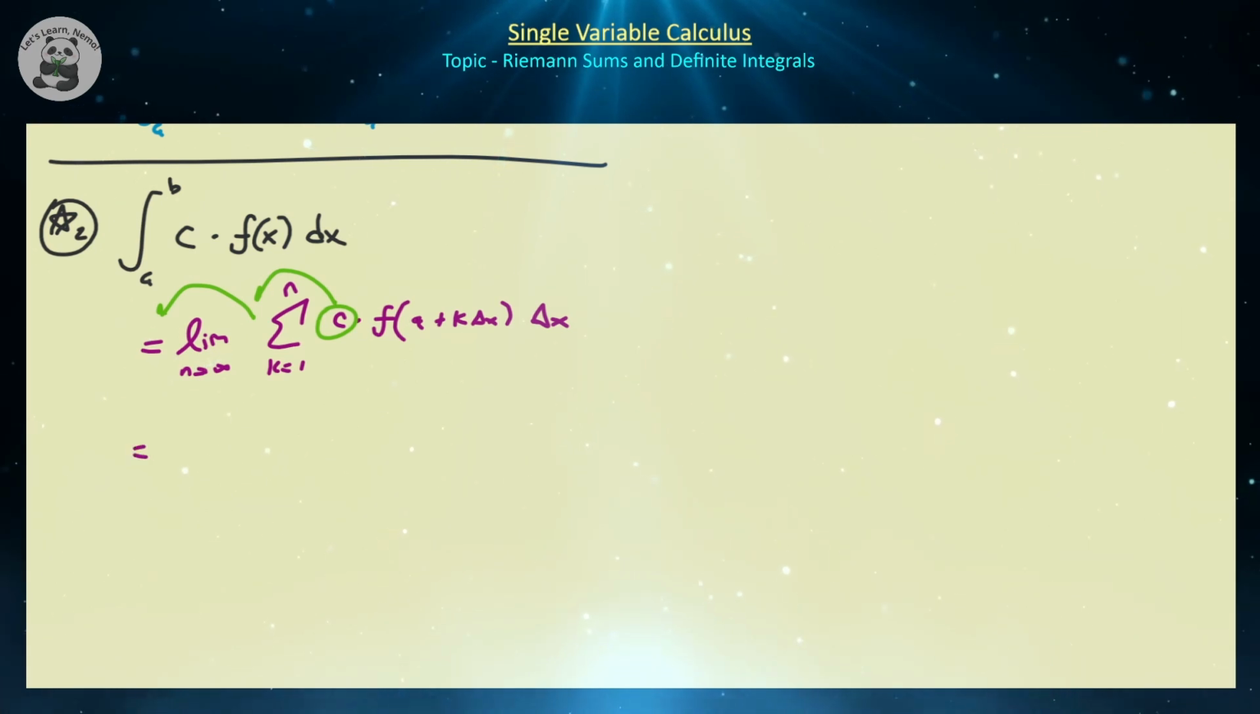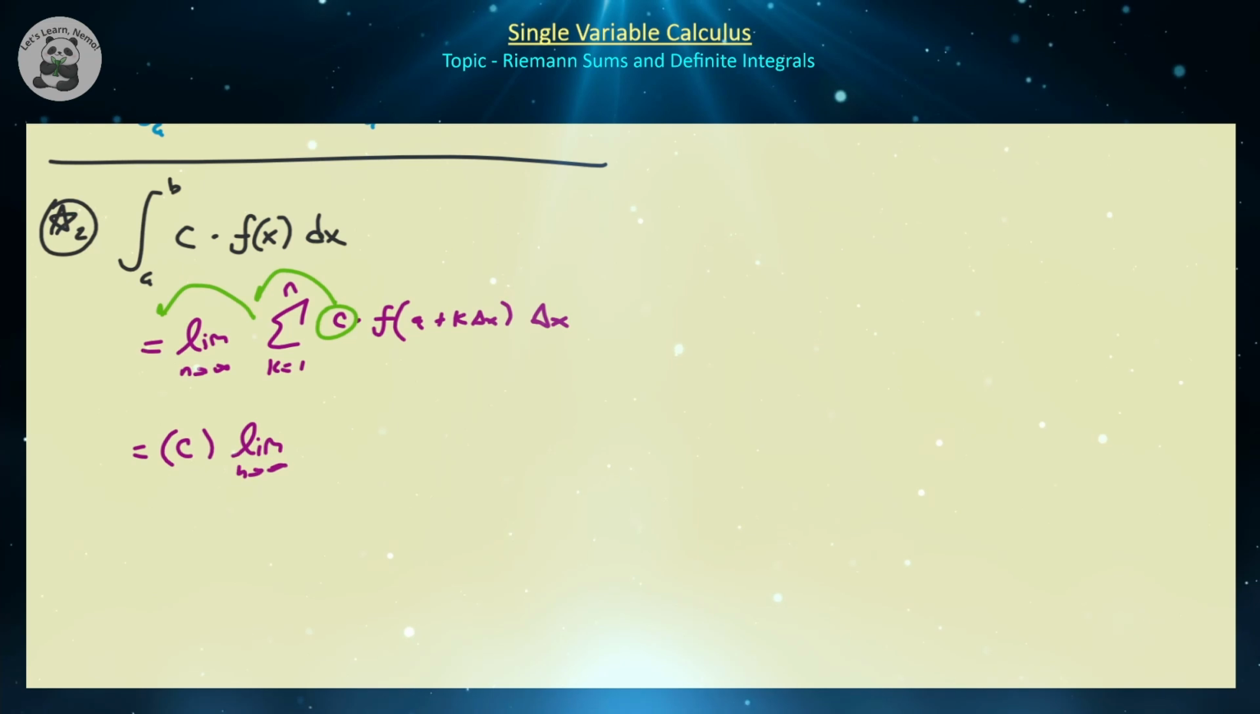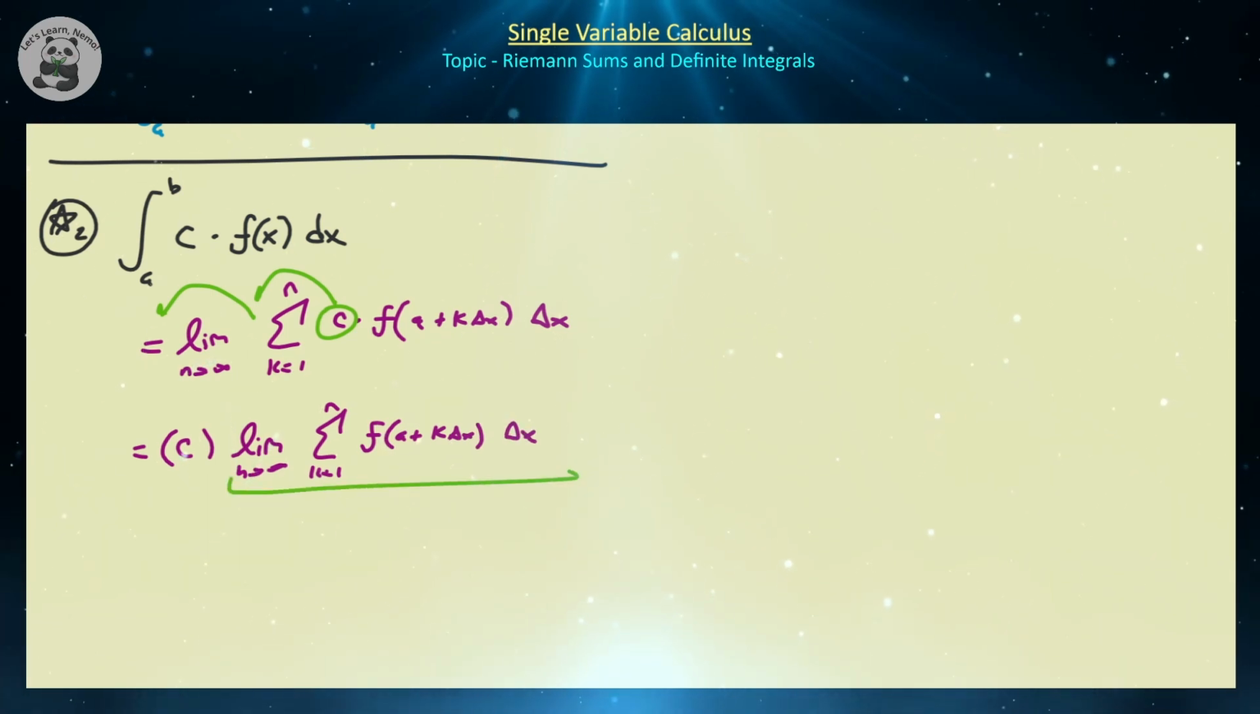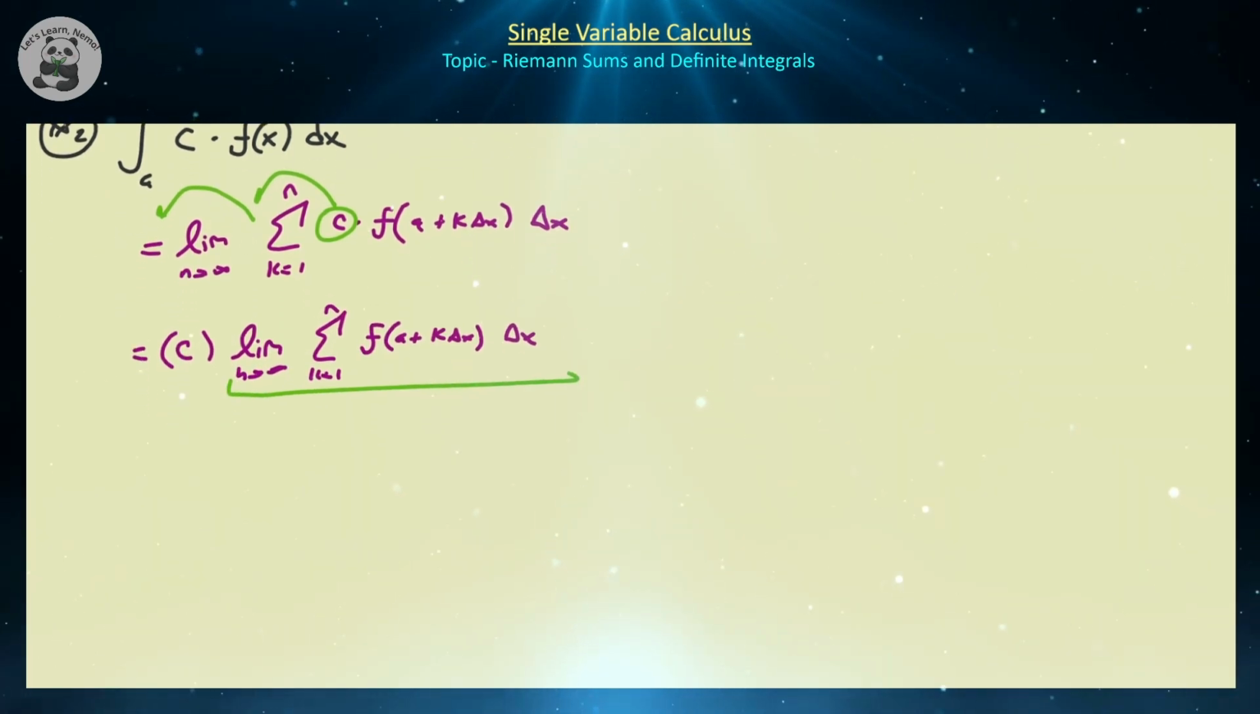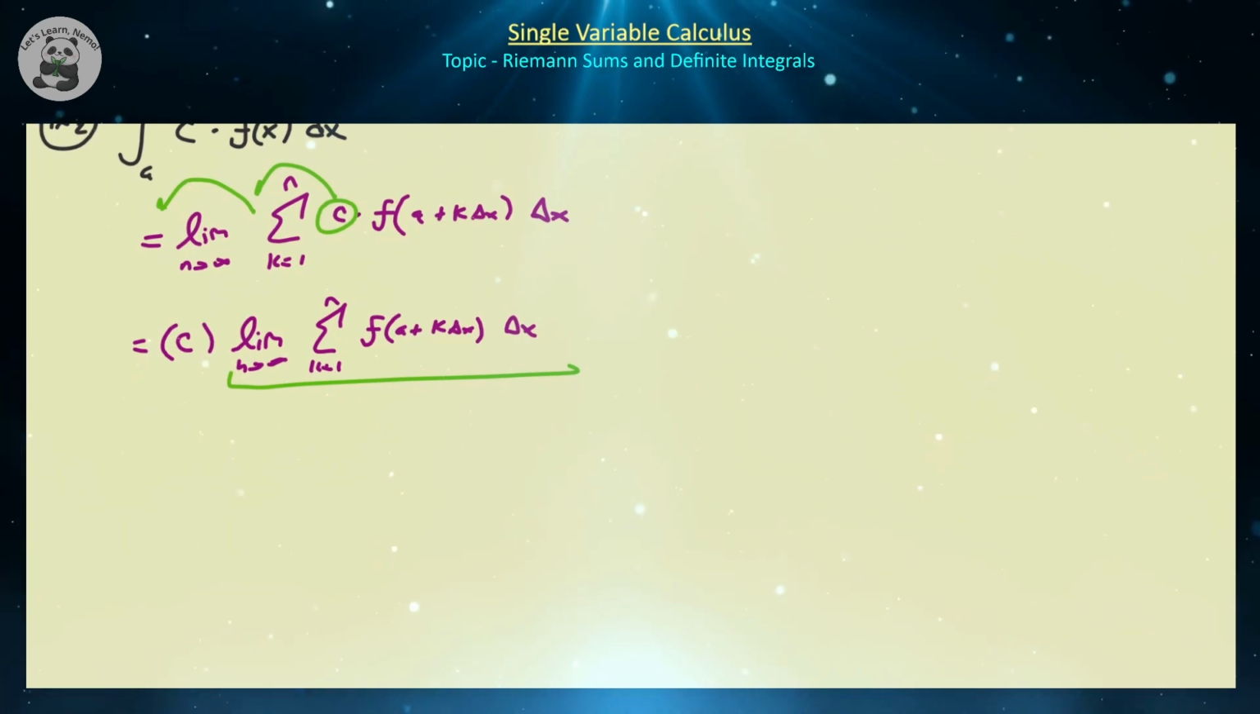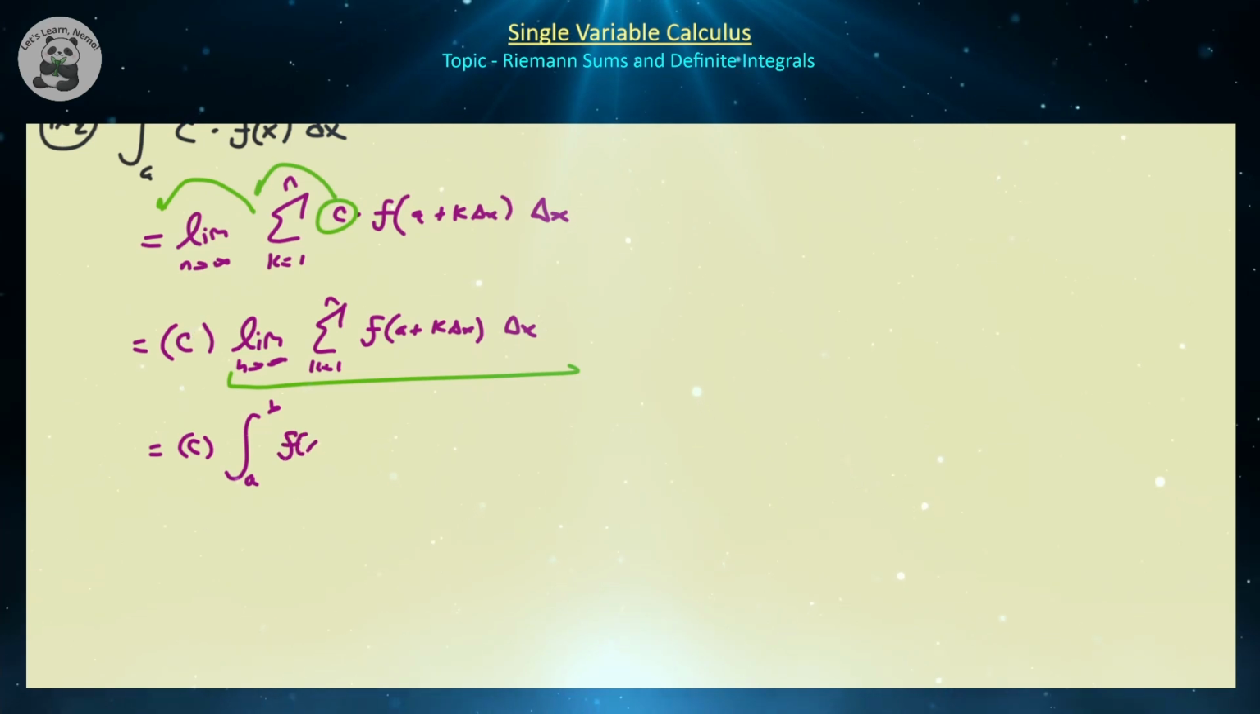So that's just going to give us c times the limit as n goes to infinity of the sum from k equals 1 to n of f of a plus k delta x times delta x. And this expression right here, that's just going to be our integral from a to b of our function f. So this is just going to come out to c times the integral from a to b of f of x dx. So therefore, constants can factor outside of our integrals.